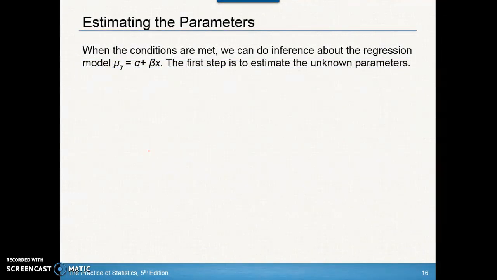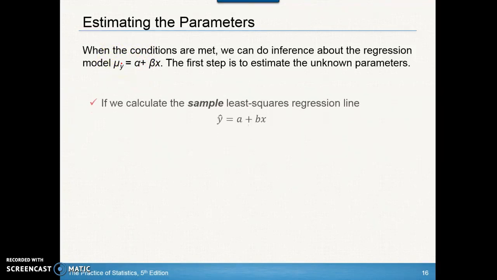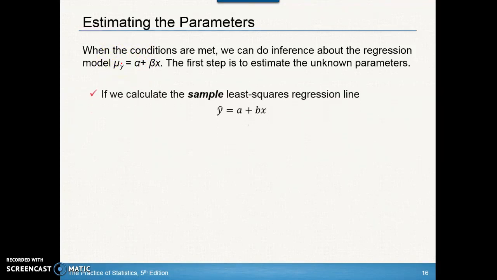Now, when conditions are met, we can do inference about the regression model. The mean of y is equal to alpha plus beta x. Remember, beta is your population slope, alpha is the population y-intercept, and the mean of y is the population average of y. So let's take a look at what our unknown parameters are.